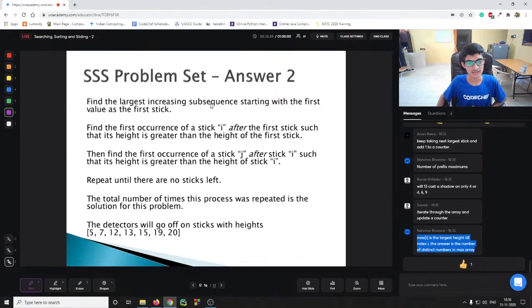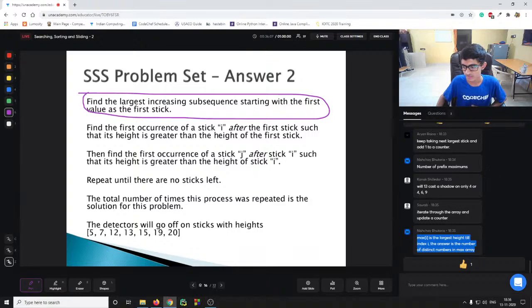Find the largest increasing subsequence starting with the first value as the first stick. So this is a bit complicated way to denote what Aryan Raina and Nishay said. So this is how the official term you would call this. So we are going to be talking about what this means. Find the first occurrence of a stick i after the first stick. So say the first stick is value 5.